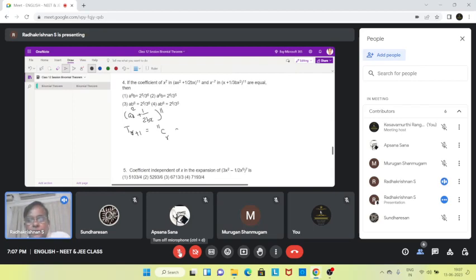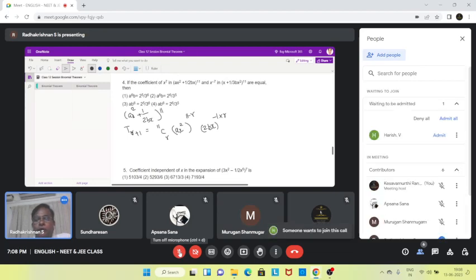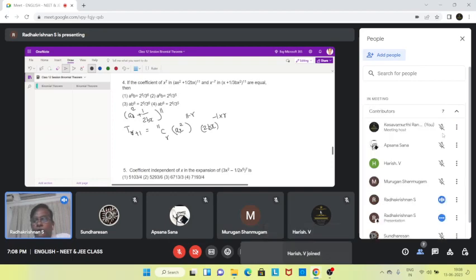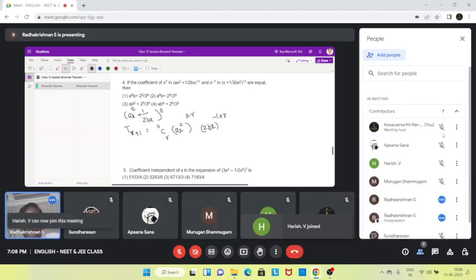Into a power, a is your ax square, that's the first term, a power n minus r, and b power r. Is that right? A power n minus r into b power r. So b, which is 1 by 2bx, I have written as (2bx) whole to the power of minus 1. This is not mandatory that you should write like this, but whatever is comfortable to you, you can do.